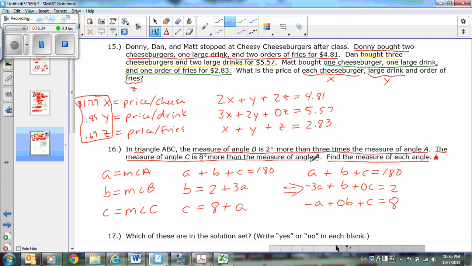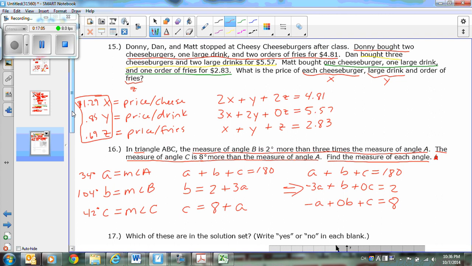All right, so there's your system of equations with each equation written in standard form. Now set up a coefficient matrix, a constant matrix, take the inverse of the coefficient matrix times the constant matrix to get your solution. And when you do, you should get that the measure of angle A is 34 degrees. The measure of angle B is 104 degrees. The measure of angle C is 42 degrees.